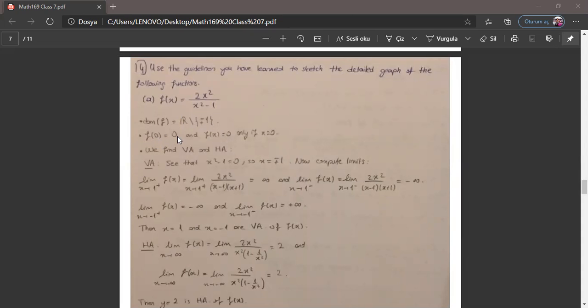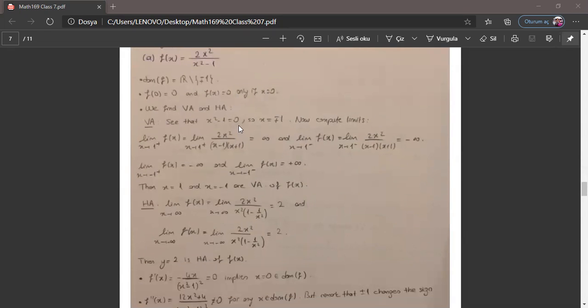Note that f of 0 equals 0 and f of x is 0 if x equals 0. So the only point that makes f 0 is 0. So this is the only root of the function. Now we need to compute vertical and horizontal asymptotes. First we compute the vertical one. Now x² minus 1 equals 0 when x equals plus minus 1.